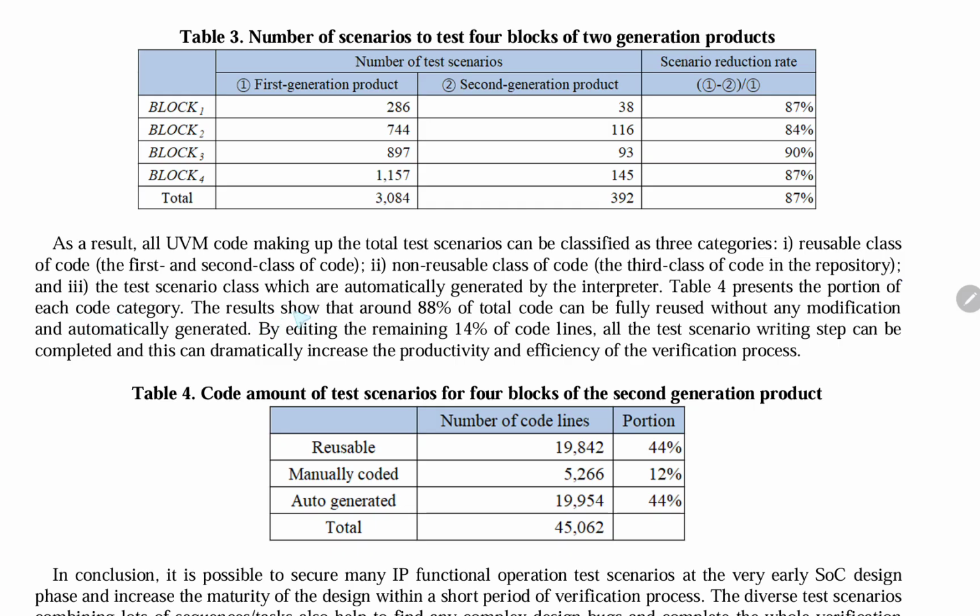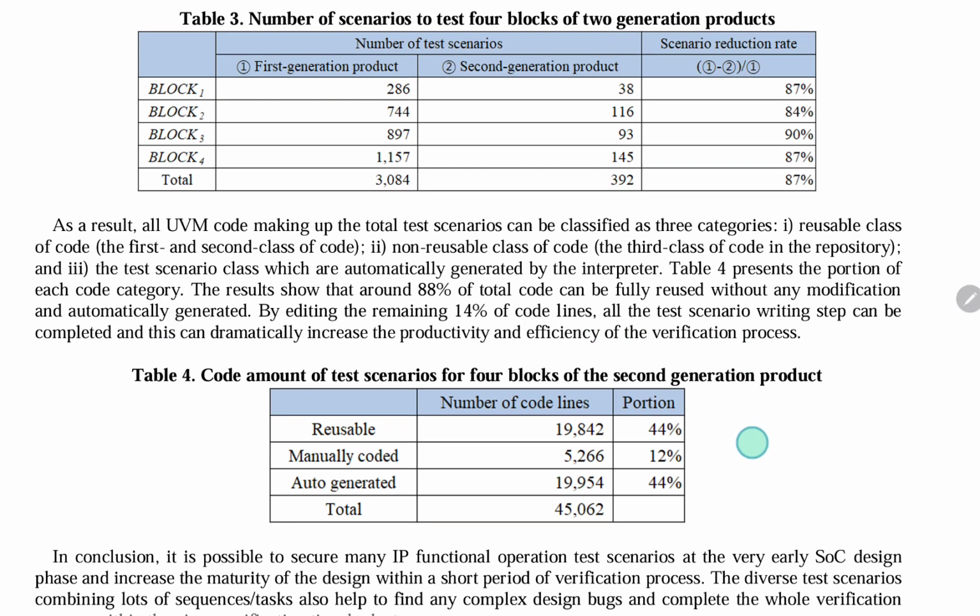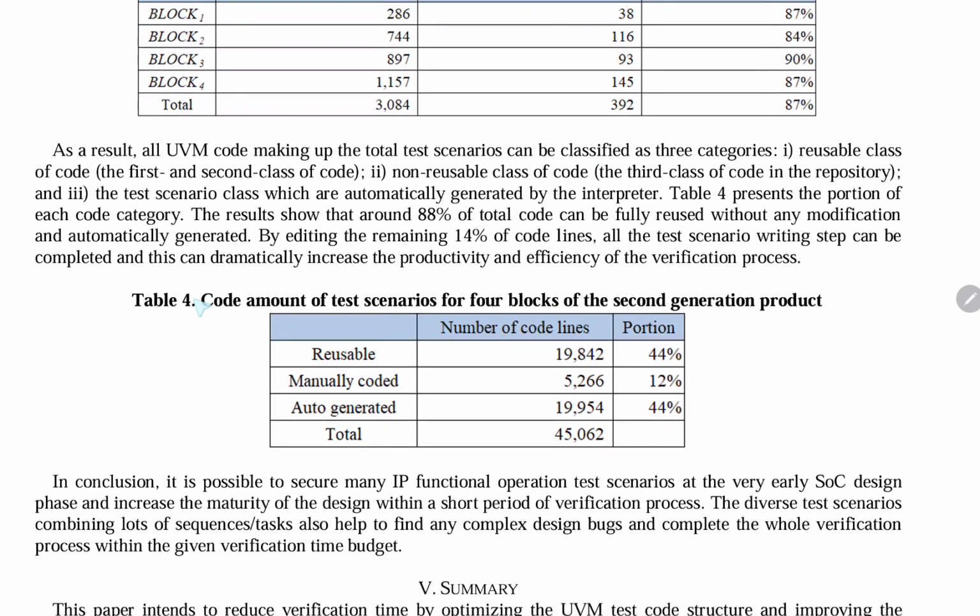The result shows around 88% of the total code can be fully reused without any modification or automatically generated. By editing the remaining 14% of the code lines, the whole test scenario writing step can be completed. This can dramatically increase the productivity and efficiency of the verification process. Table 4 is the code amount of the test scenario for blocks in the second generation product.